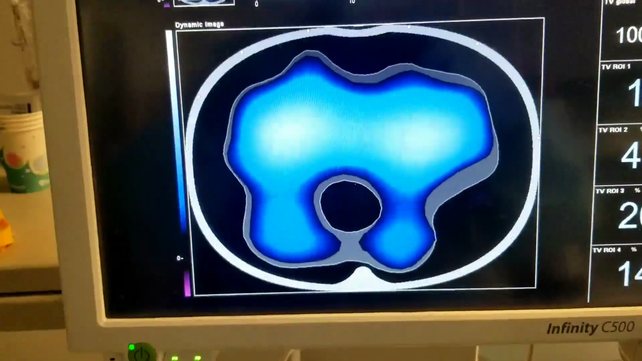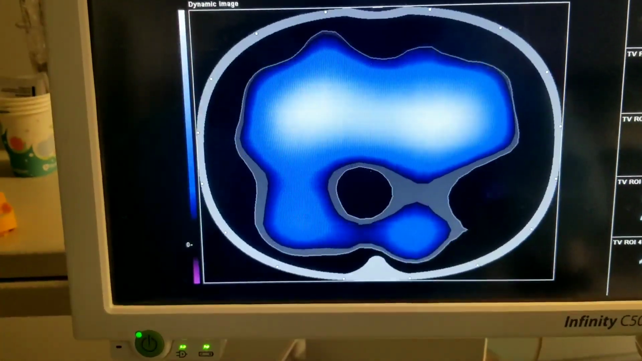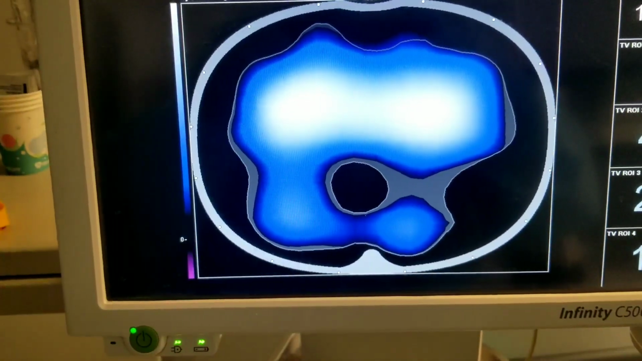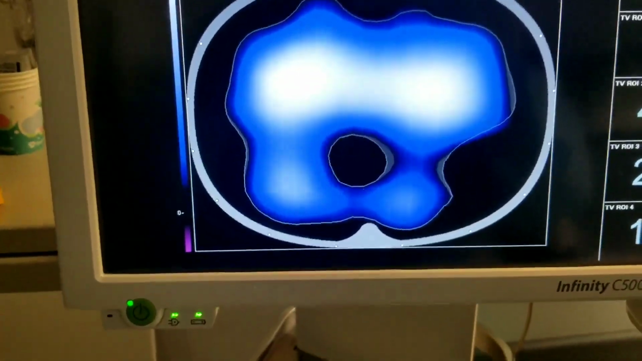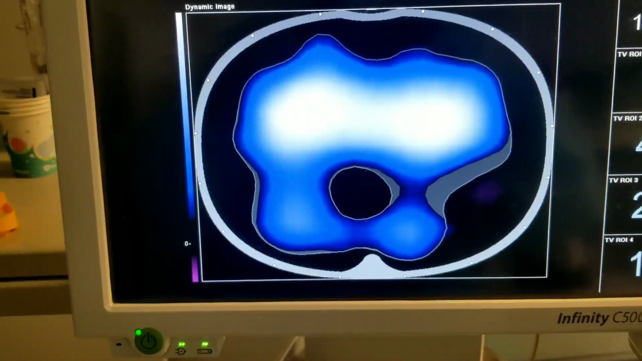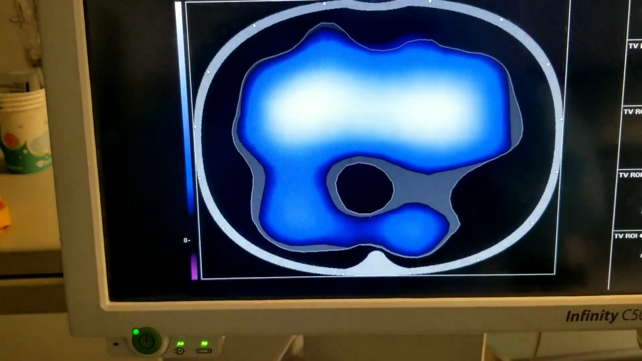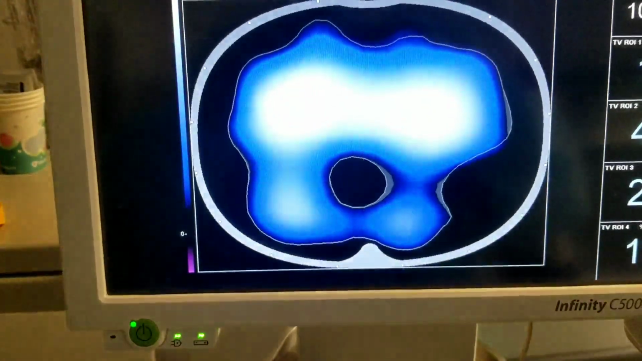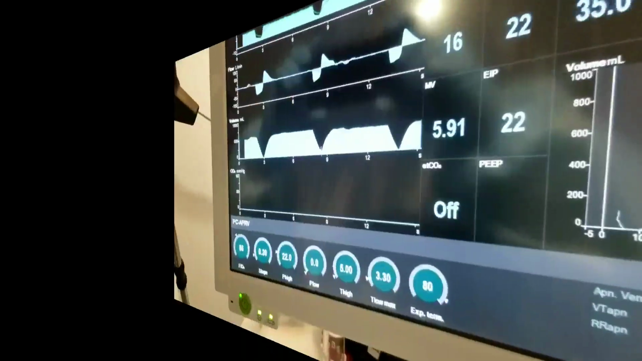So the image here that you're seeing, it's actually APRV. We have a P high of 20, which is very safe. We don't have high pressures at this point. We have a T high of 5, and a P low of 10. It was around like 9 or 10. And we had very brief releases where we were releasing only to 75% of the peak expiratory flow and then returning up to the P high level.